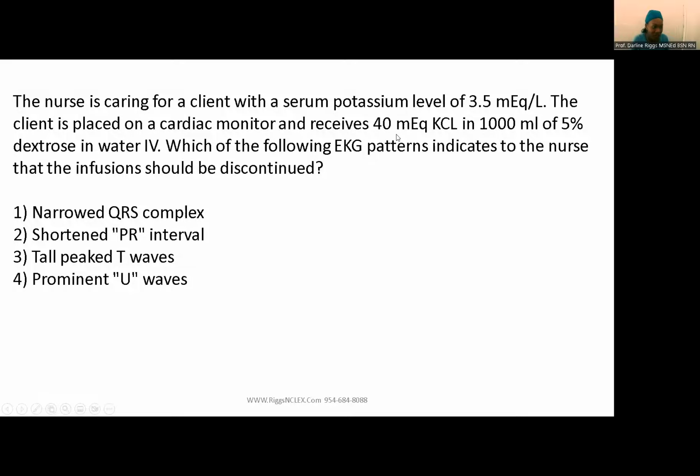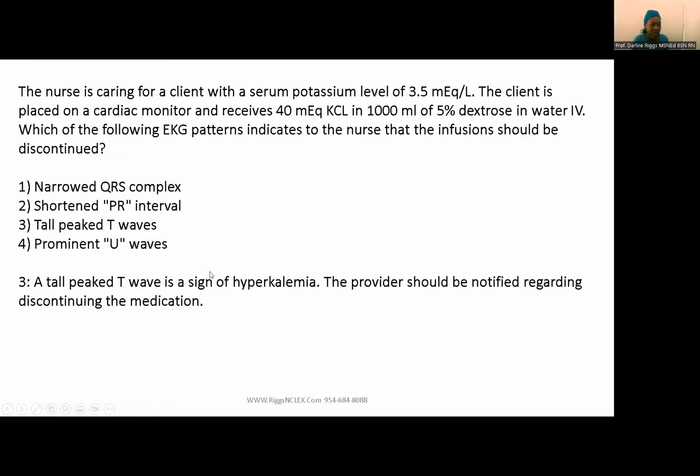I hope you noticed that 40 milliequivalents of potassium chloride. So they're at risk of what? Hyperkalemia. Even though the potassium is fine here, 3.5, they're getting 40 mEq. So if they're hyperkalemic, how do we see that in the EKG? Yep, that tall peaked T wave. Hyperkalemia. So we need to stop that.